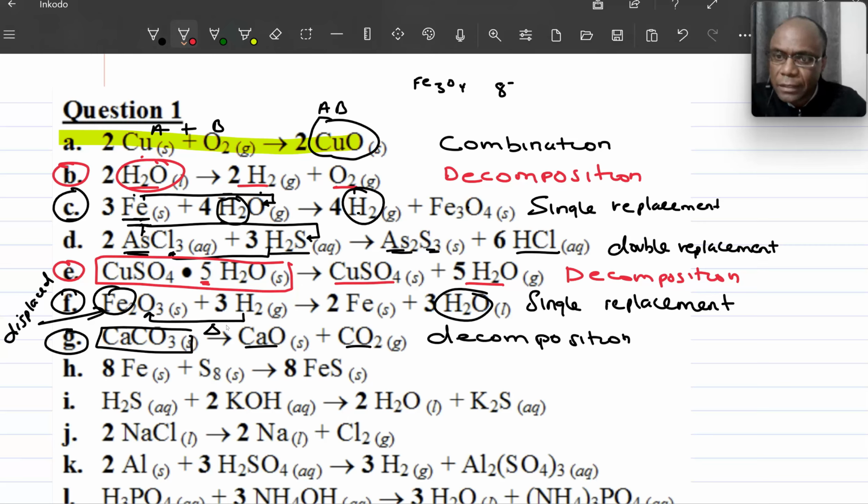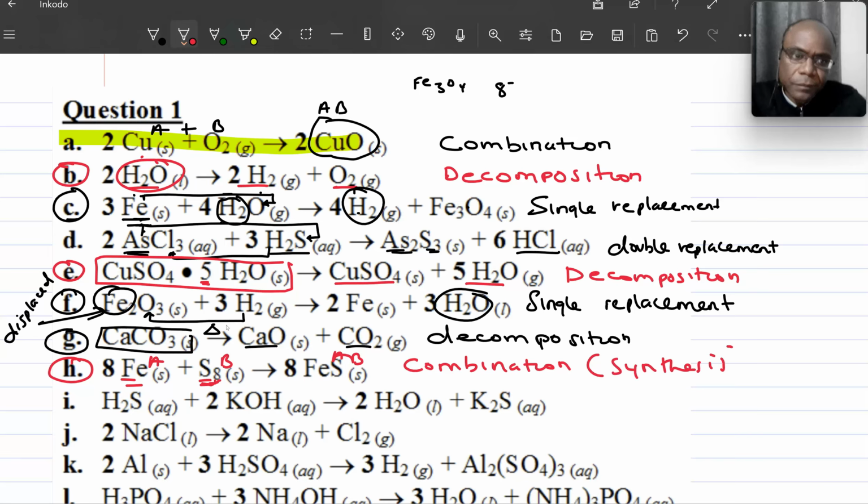Here, next, I have iron reacting with the dimer of sulfur, S8. Two things A and B reacting to give me AB. That one is combination. By the way, the other name for combination is just synthesis. And like I said before, combination is opposite of decomposition. Decomposition, you're breaking what you made.